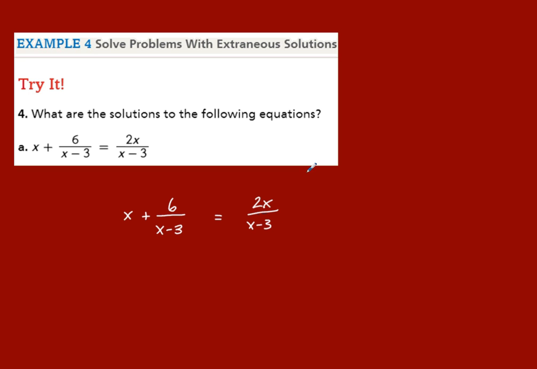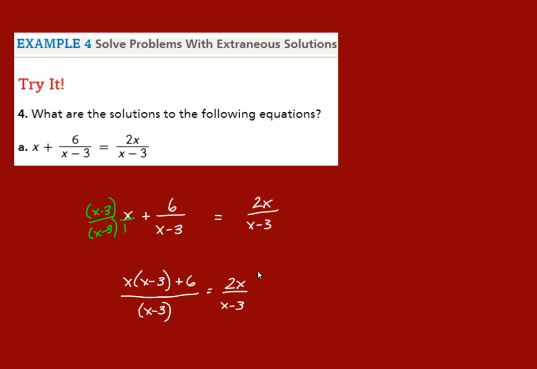Okay, so my common denominator here is going to be x minus 3. That's what two of my fractions have, and I'm missing it on this one. So I'm going to multiply here. Remember, this is like it's over 1. So I'm going to multiply here by x minus 3, x minus 3. Okay? And what I'm going to end up with is x times x minus 3 plus 6, that's the numerator, all over x minus 3, equals 2x over x minus 3.